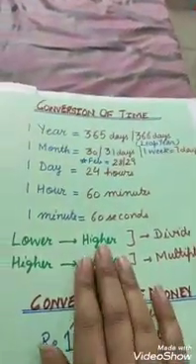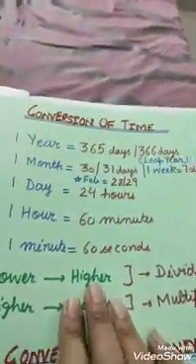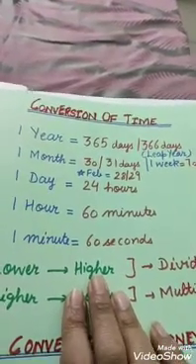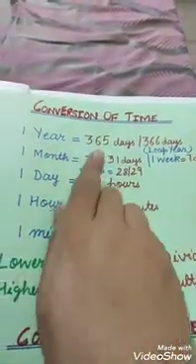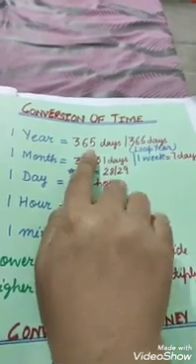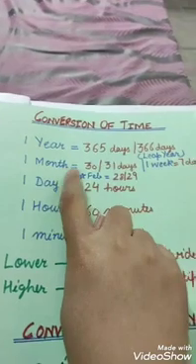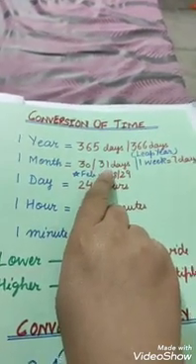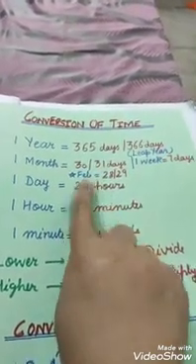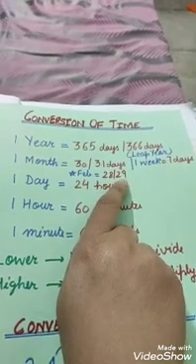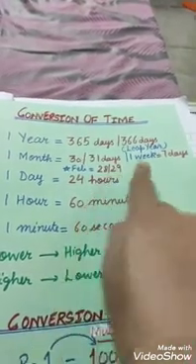But I have made the chart for time also. Suppose you want to follow the conversion of time. So these are the basic conversions of time. In 1 year, we have 365 days or 366 days in case of a leap year. 1 month can have 30 or 31 days. But if it is Feb, it can have 28 or 29 days depending on the leap year.